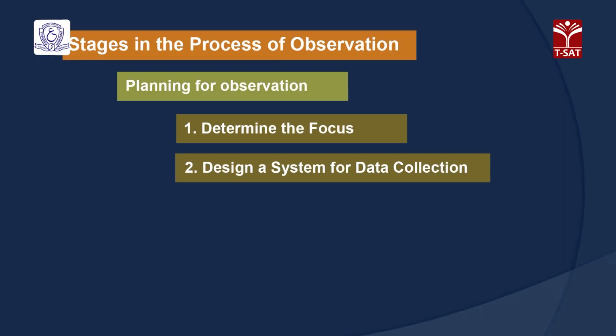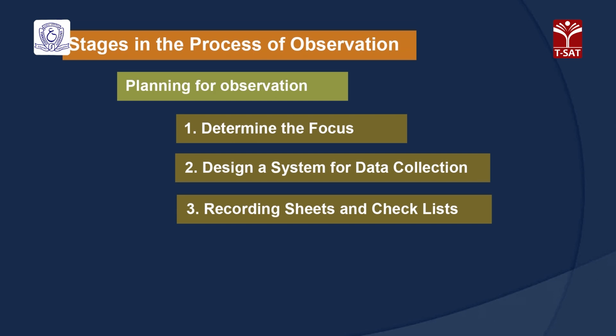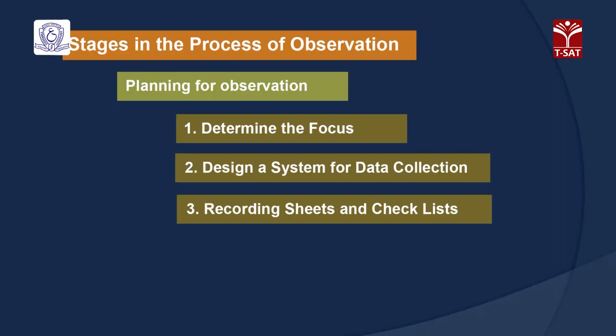The second point of planning is to design a system for data collection. Once you have focused your evaluation, think about the specific items for which you want to collect data and then determine how you will collect the information you need. The third point is recording sheets and checklists. They are the most standardized way of collecting observation data, which includes both preset questions and responses. These forms are typically used for collecting data that can be easily described in advance. Example, topics that might be covered in psychotherapy lessons.